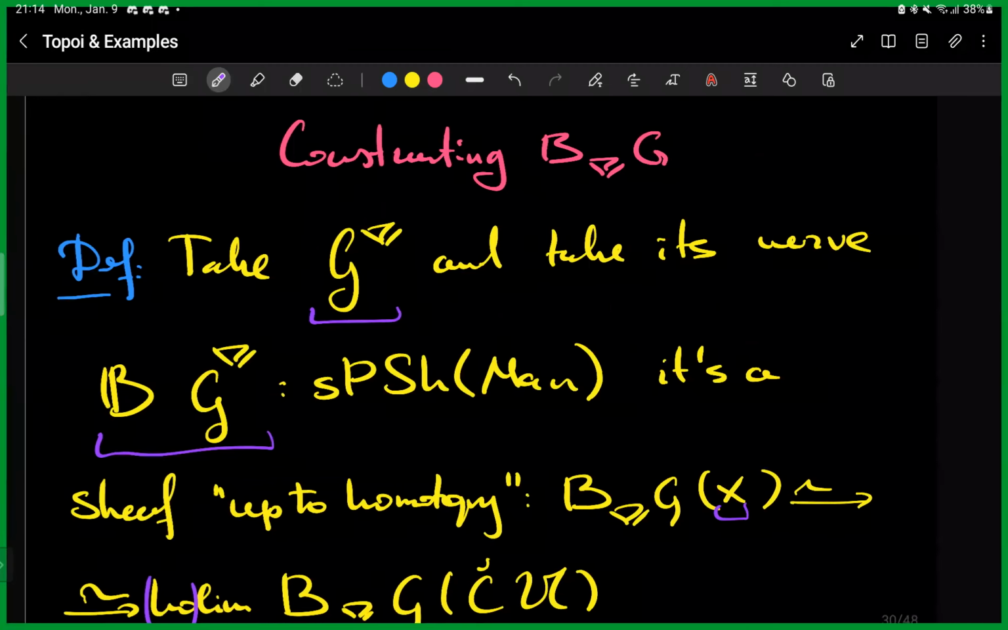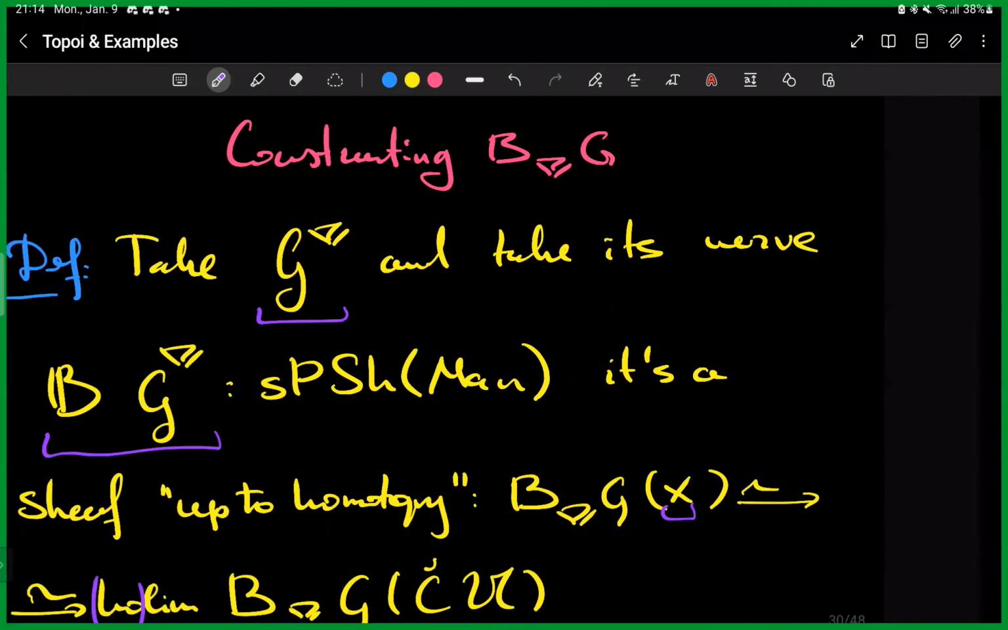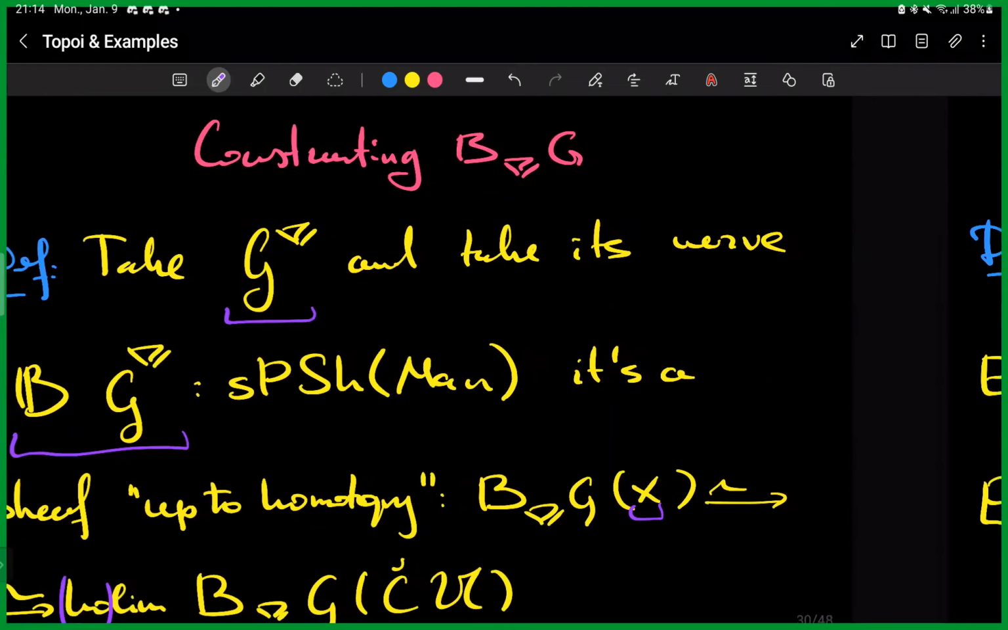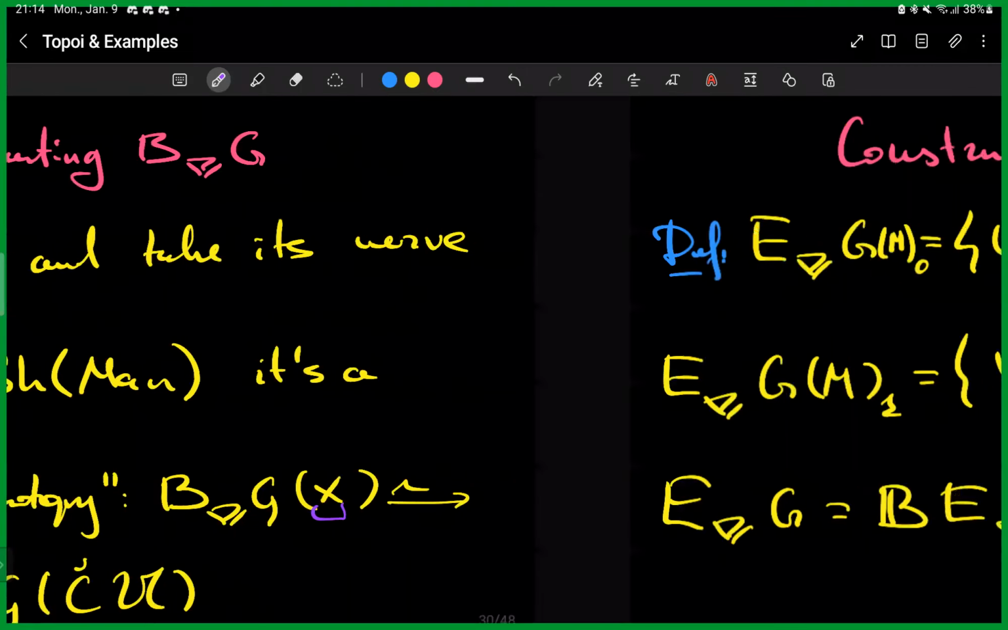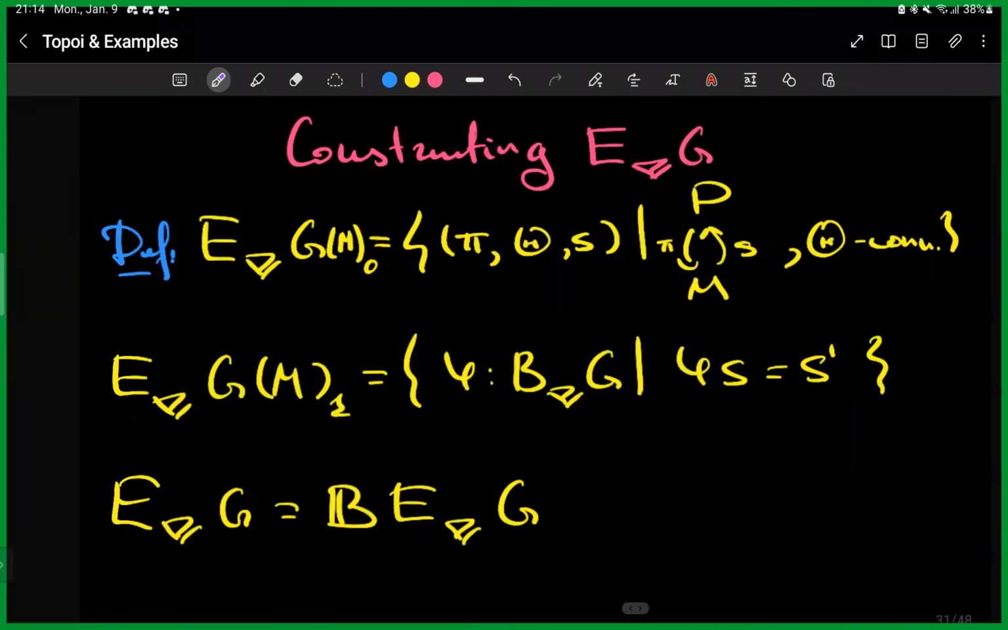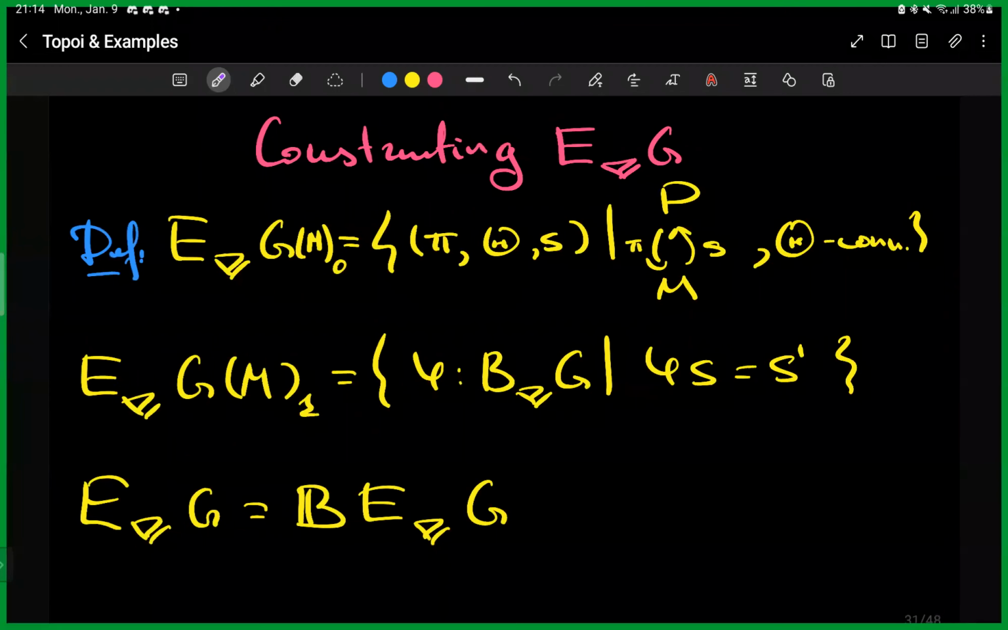So we obtain this simplicial sheaf, or homotopical simplicial sheaf. And we can construct the universal bundle over our classifying simplicial sheaf. And we construct it as follows.